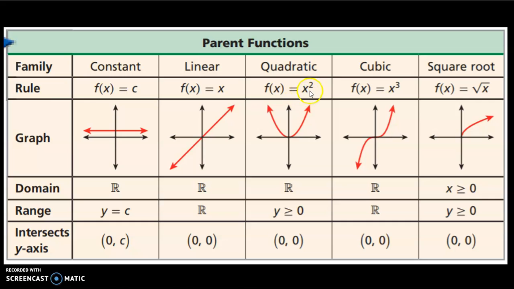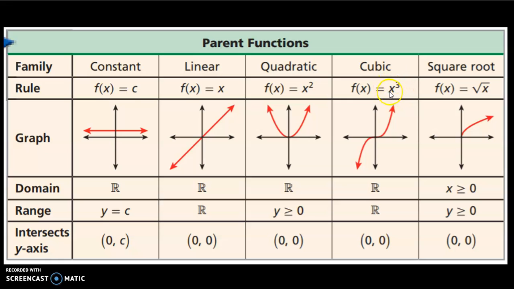The quadratic family is f of x equals x squared. This is where the x power is 2. It creates this parabola, this U shape here. Domain is all real numbers, y is greater than or equal to 0 for the range, and it intersects the y-axis at 0, 0. Cubic is f of x equals x cubed.